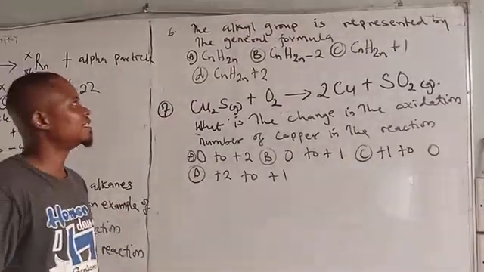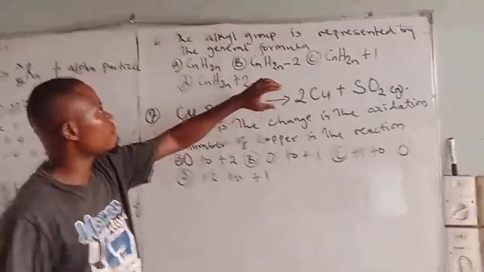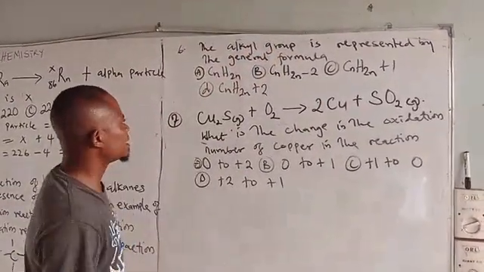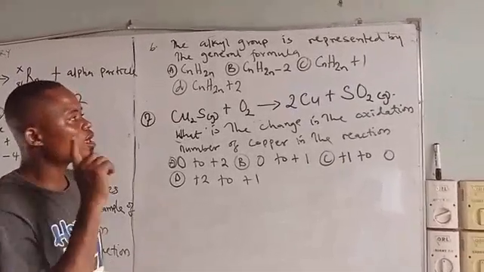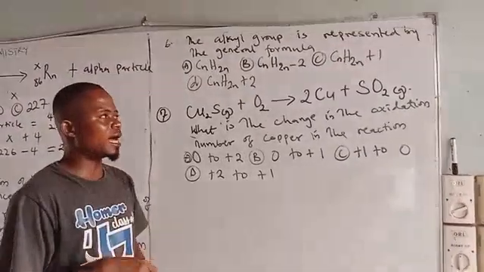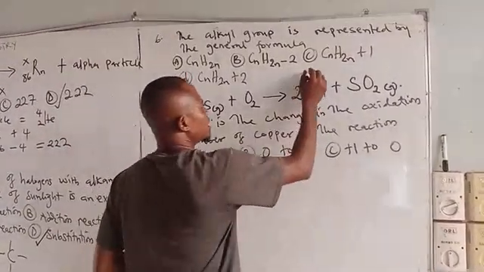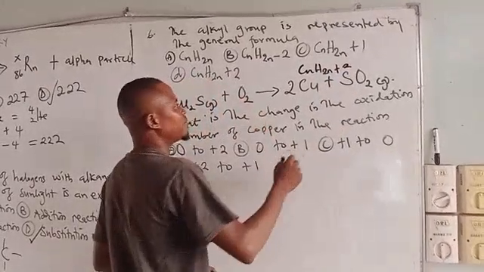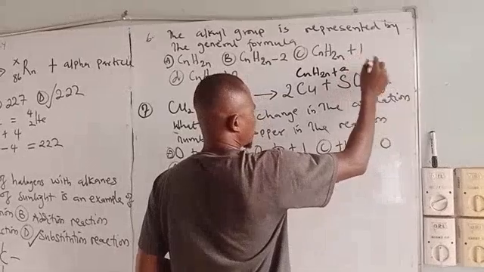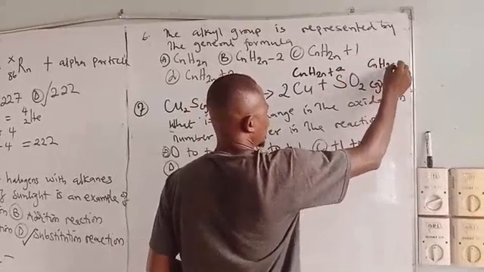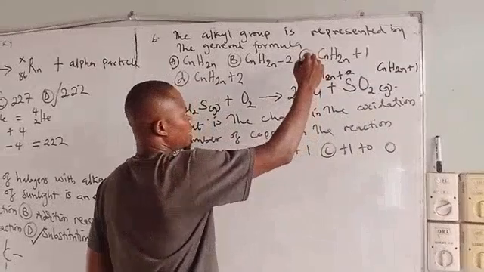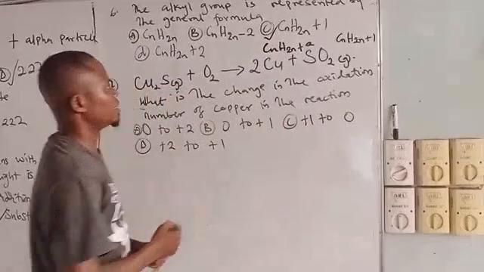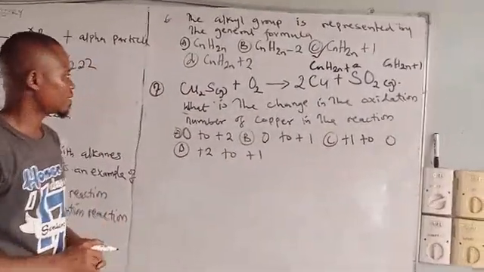Question number 6. The alkyl group is represented by the general formula. Remember that the alkyl group is formed by what? The loss of a hydrogen atom from the corresponding alkane. And the formula for alkane is CnH2n+2. So if you remove one hydrogen from there, you are going to have CnH2n+1. So the formula for alkyl group is actually CnH2n+1. So option C is the correct answer.